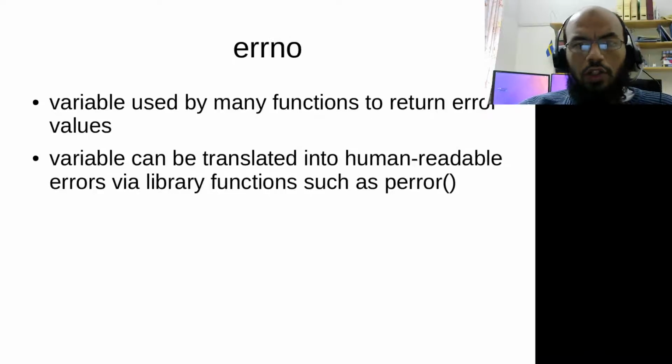If you get an error, there is a variable called errno, which is error number, and this is used by many functions to return error values. So if you get an error in your system call, the error will be in errno. You can use a function to translate that error, for example perror. You pass it the error that you get from the system call, and it will tell you that this error corresponds to, for example, you have no access to this file, or this file does not exist.